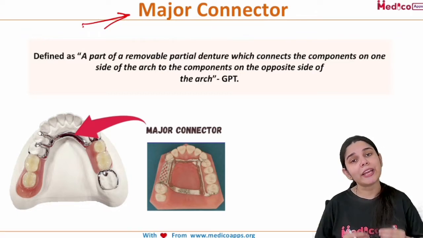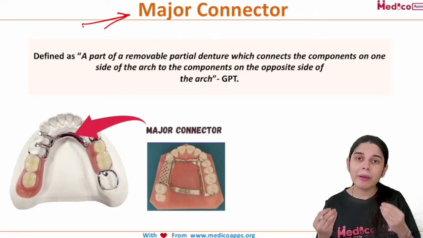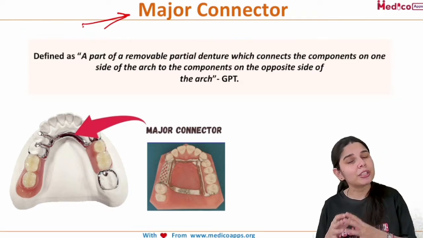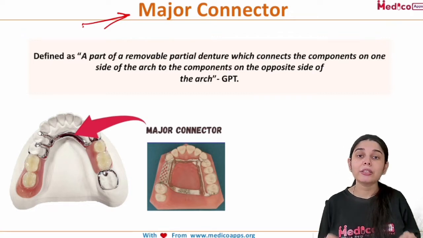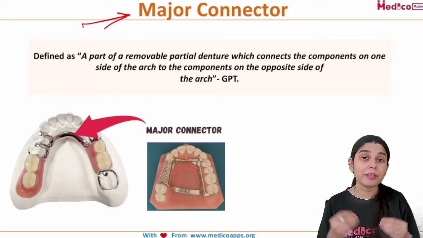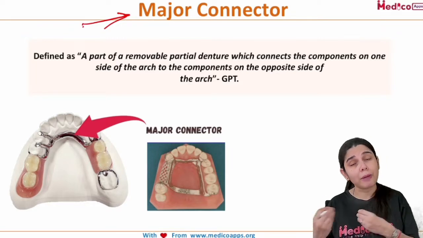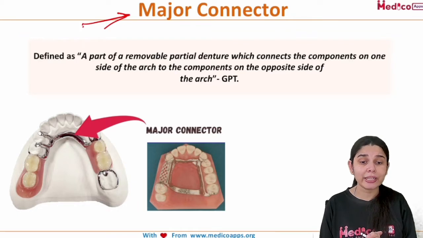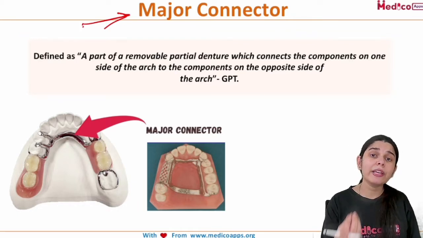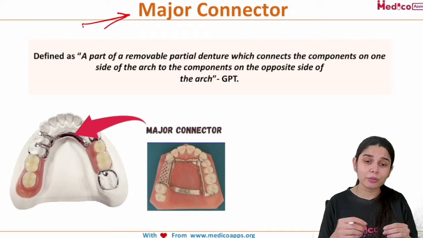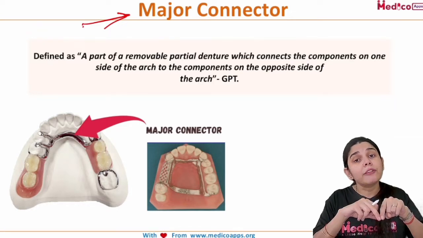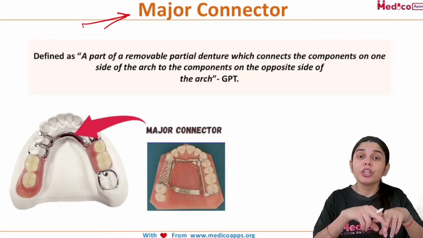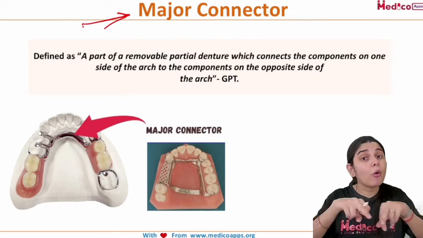Now, how is it important? Let me explain. For a removable partial denture, the ideal requirement is that it should be rigid and stable on both sides of the arch whenever we give it to a patient with a partial arch. So how does the significance of the major connector come in? As I have told you, the functional forces should be equally distributed in the whole of the arch.